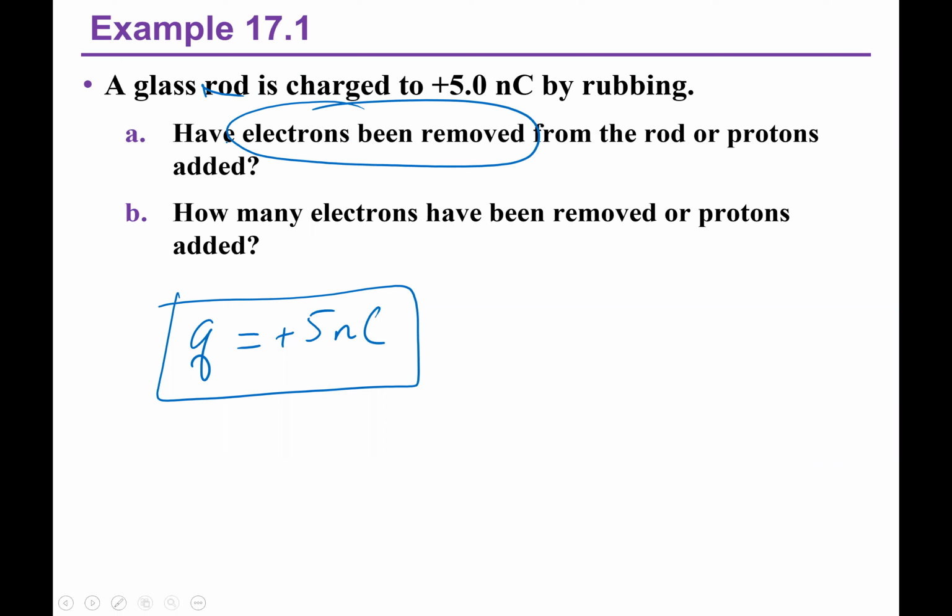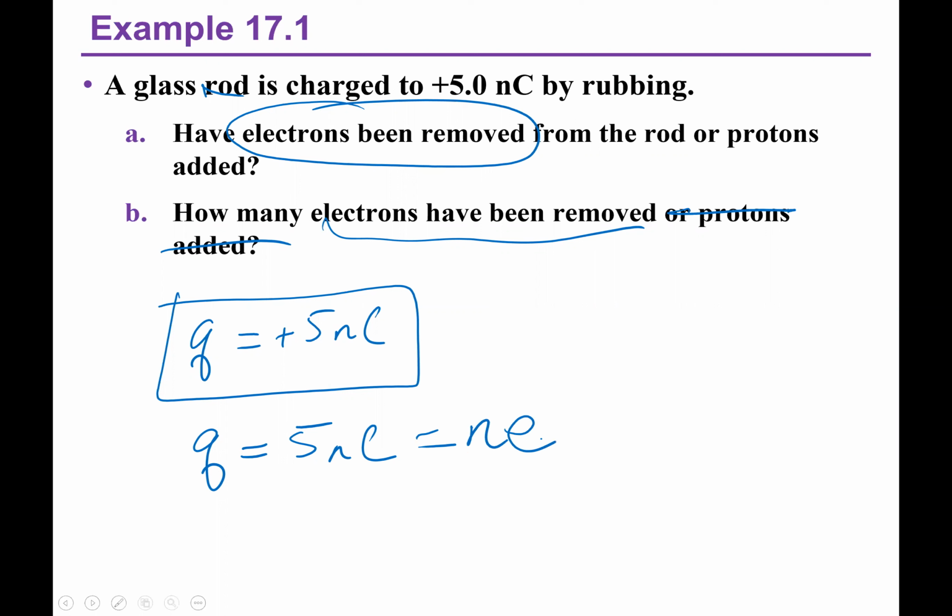Okay, so then how many electrons have been removed or protons added? Well, let's scratch that. There are no protons added. Let's look at how many electrons have been removed. So what we have here is 5 nanocoulomb worth of charge. Remember, the charge comes in quantized amounts, right? That means it's some n number of charges, each one a fundamental charge. That means it's n number of electrons, each one having an e charge.